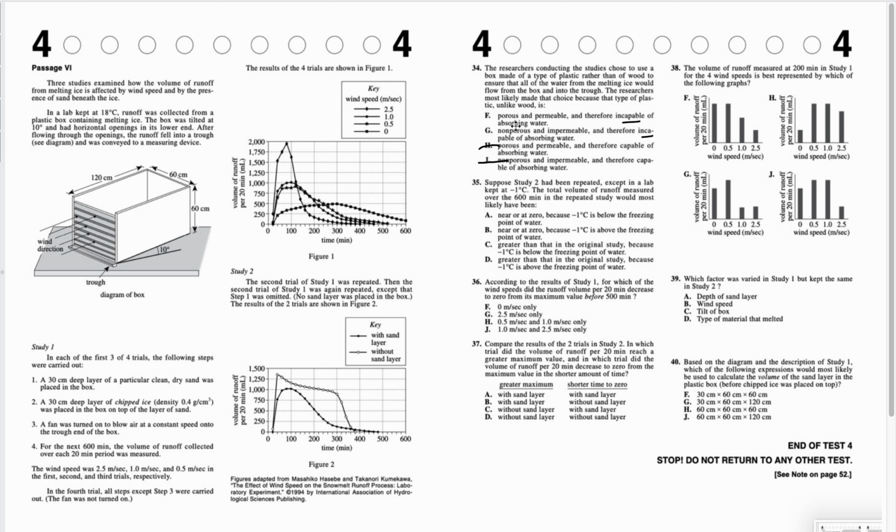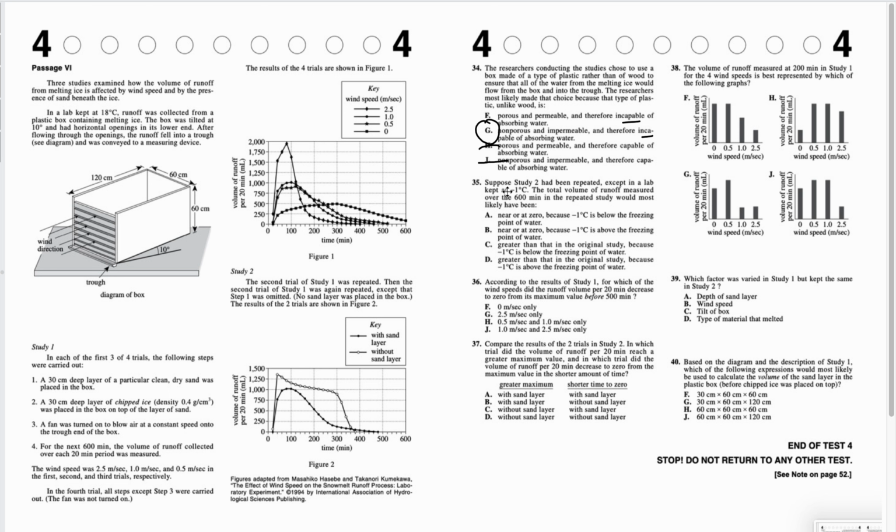So will the plastic be porous or non-porous? Porous is going to be like a sponge, it's going to be rough. So we don't want it to be porous. We want it to be non-porous and impermeable. So the answer for 34 is G.